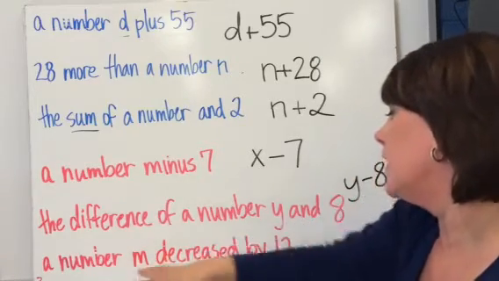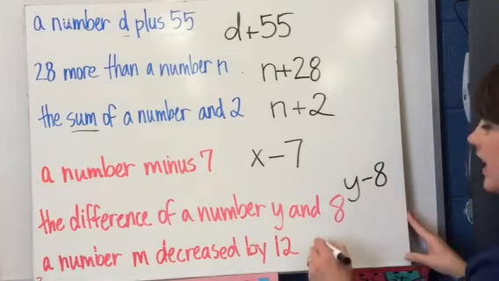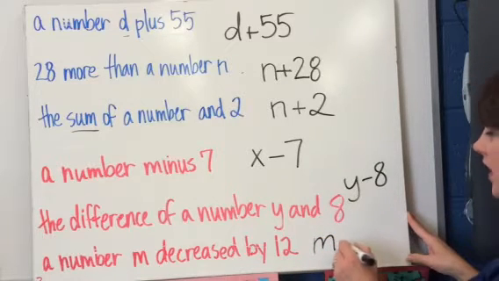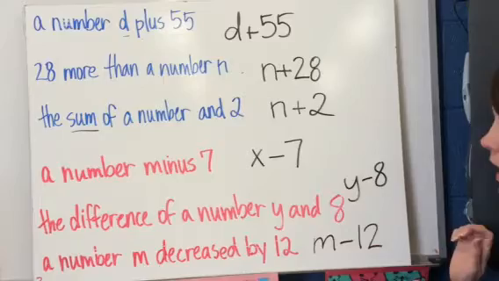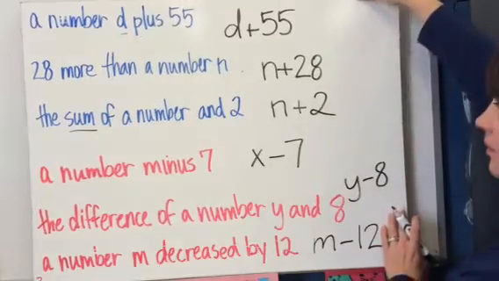A number m decreased by 12. Again, m comes first and then I decrease, or I subtract, 12 from it.